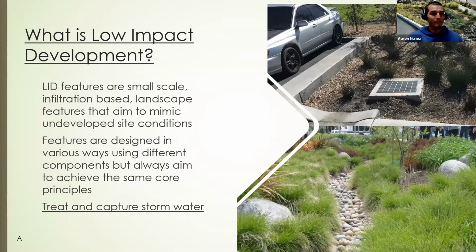But really, the main thing to take home here with this presentation and with low impact development as a whole is they're designed to treat and capture stormwater. So treat the pollutants that are suspended in stormwater as it comes off of impervious surfaces, as well as capture it and decrease hydromodification as we're increasing our impervious surfaces through development.